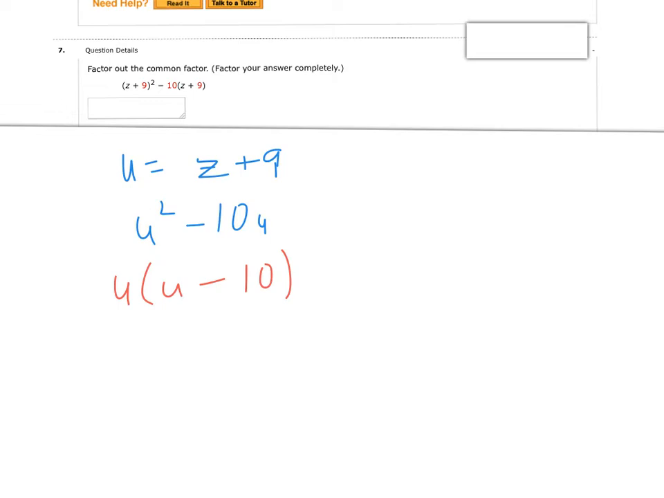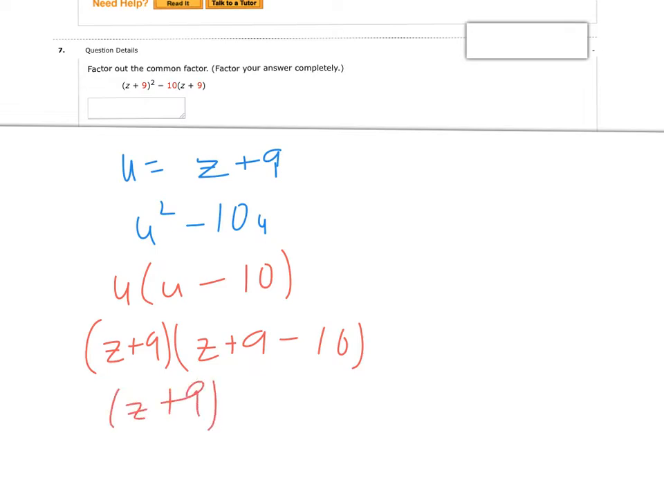And so now I'm going to reinsert u back in. So this one will be z plus 9 out front. And this one will be z plus 9 minus 10. And I'll just kind of combine like terms on that second parentheses there. So it'll just give me z minus 1.